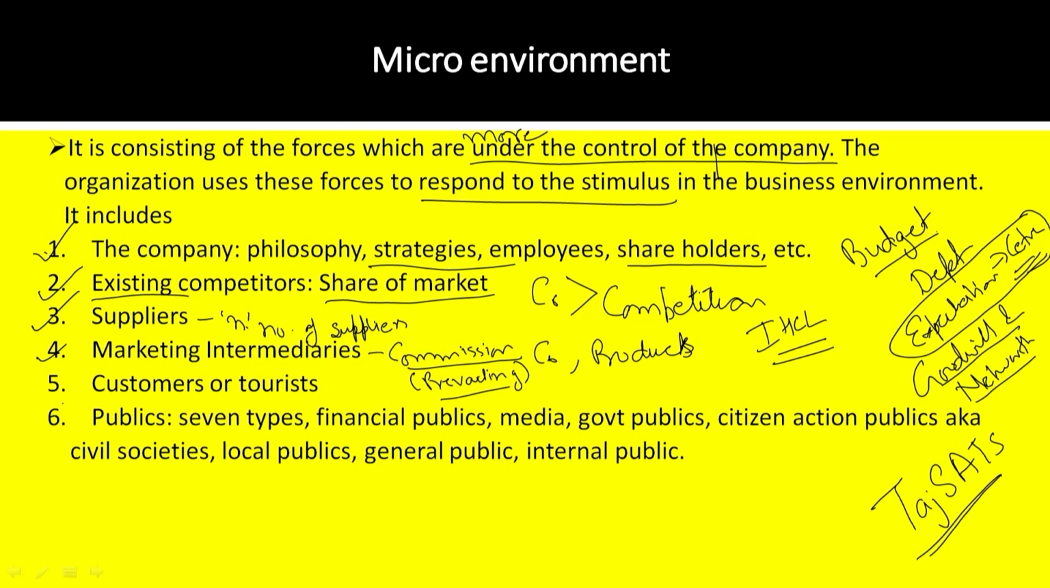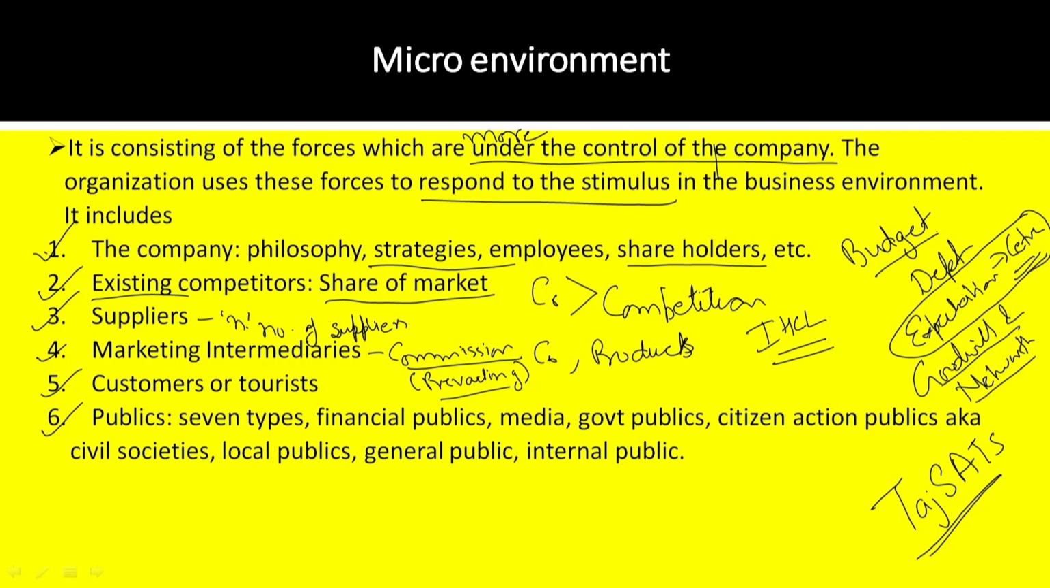Now, the last which is left is publics. When we talk about publics, there are 7 types of publics. First is financial publics, then media, then government publics, citizen action publics, which is also known as civil societies, very prominent nowadays, local publics, general public, and internal public. So let us understand all these 7 types of publics one by one.